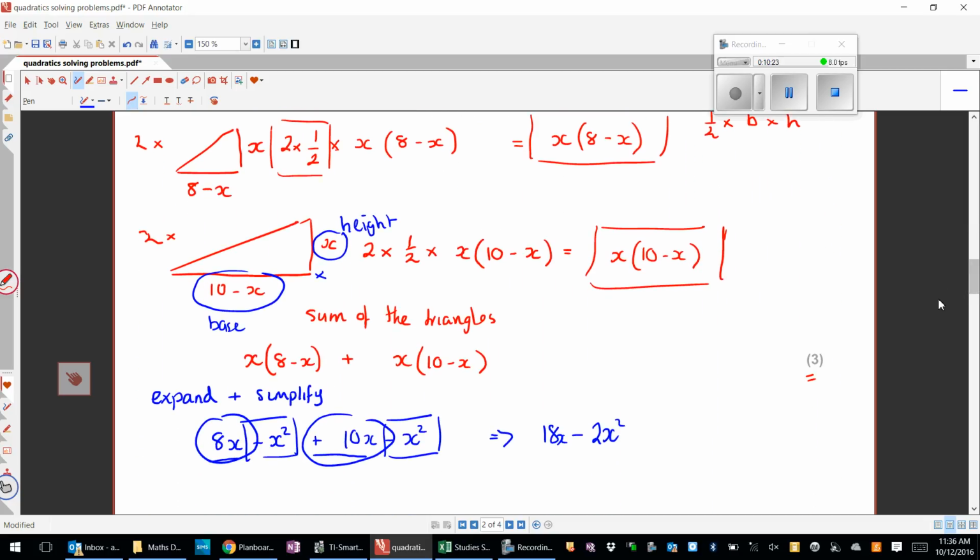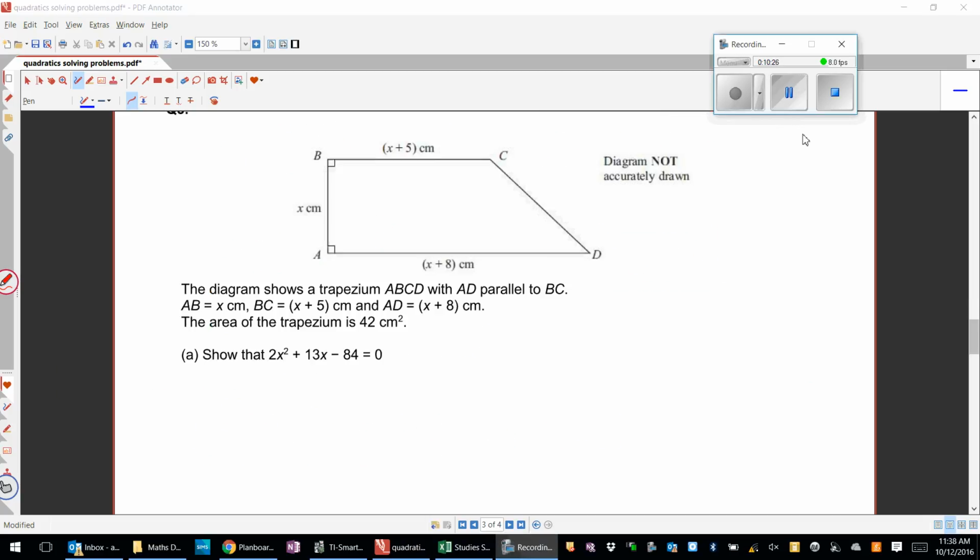Right, we're back in the room. So we've got a trapezium. We've got another show that. We're not allowed to use that. We have to find it, so ignore it's there at the moment. But we look at this and we read and decide what we're being given.